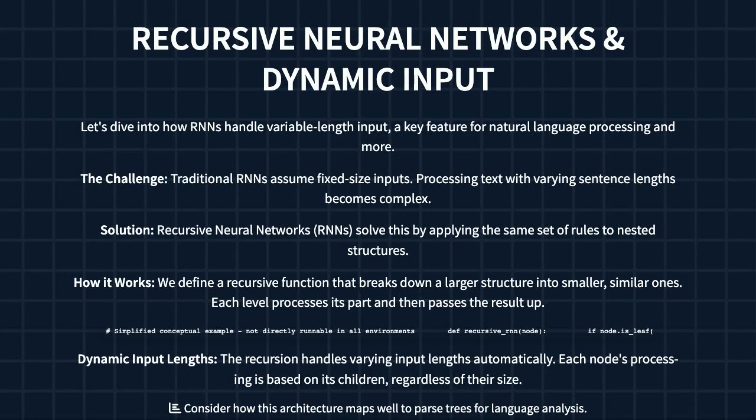Okay, let's talk about how RNNs can actually handle sentences of different lengths. The standard RNN has a bit of a problem when you throw in text that isn't all the same size, like a really long sentence versus a short one. To tackle this, we use recursive neural networks. Think of it like breaking down complex structures into smaller, similar pieces. The core idea is to define a function that repeatedly applies itself to these parts until you reach the simplest elements like individual words. This recursion handles variable input lengths perfectly, making them ideal for processing natural language where sentences can be wildly different in size.